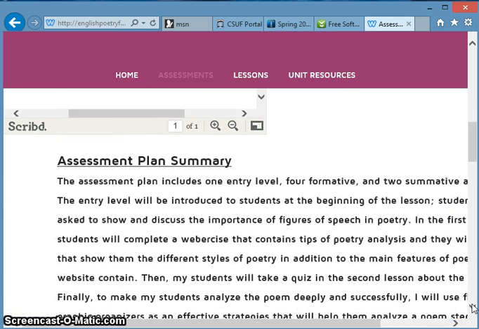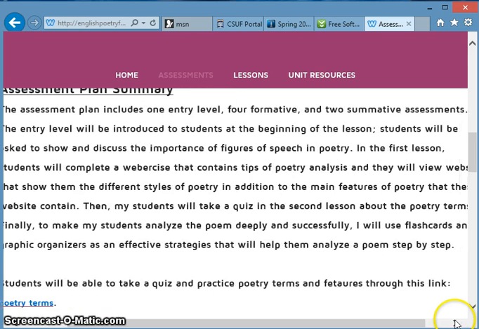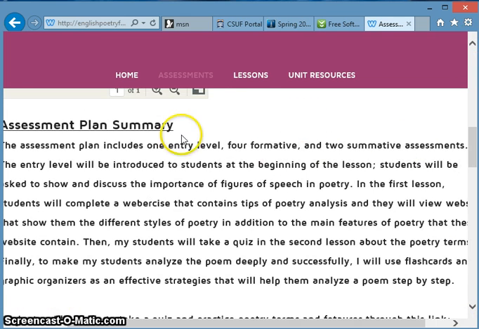Also, if students scroll down, they can see the assessment plan summary, which includes the summary of the assessment activities that they will do. And this summary tells students that they will be asked to show and discuss the importance of figures of speech in poetry.